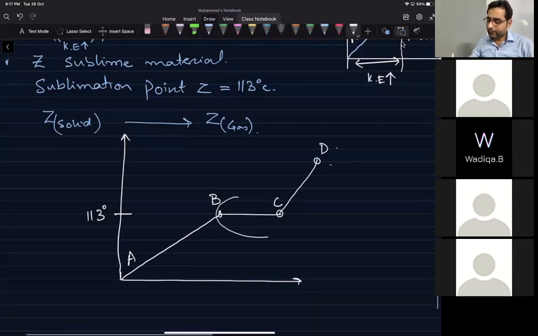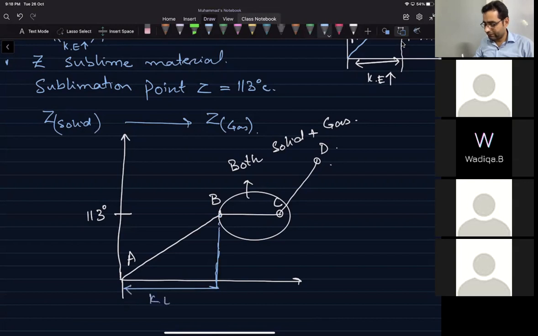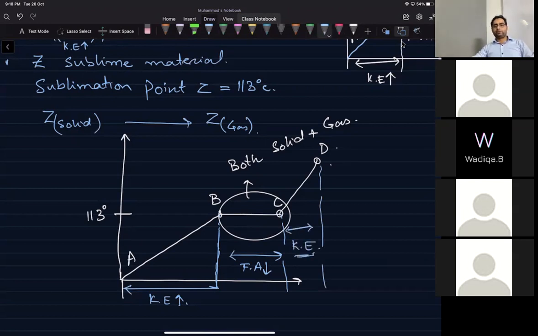Between B and C, both solid and gas are present. Between A and B, temperature is increasing, which again indicates kinetic energy is increasing in the solid particles. Between B and C, energy is used to reduce the forces of attraction. And between C and D, kinetic energy is increasing. This is your heating curve. Any question related to this heating curve? I hope everyone got the point of this heating curve.